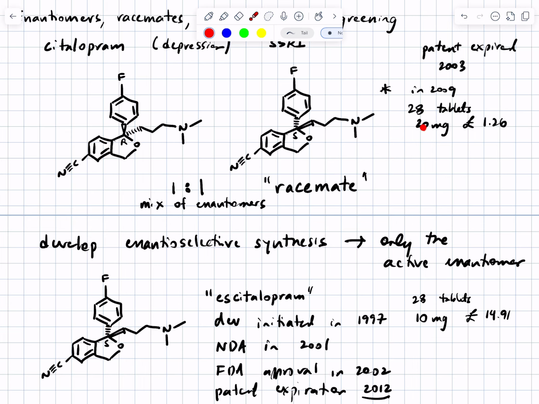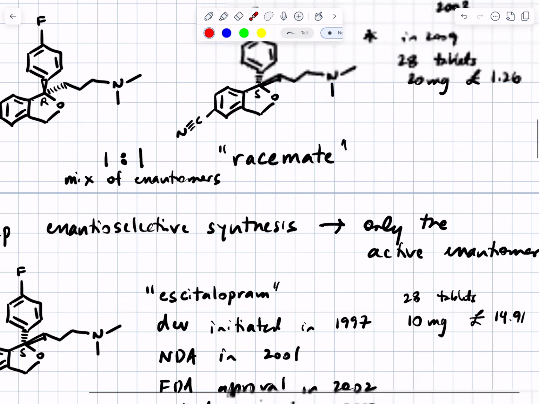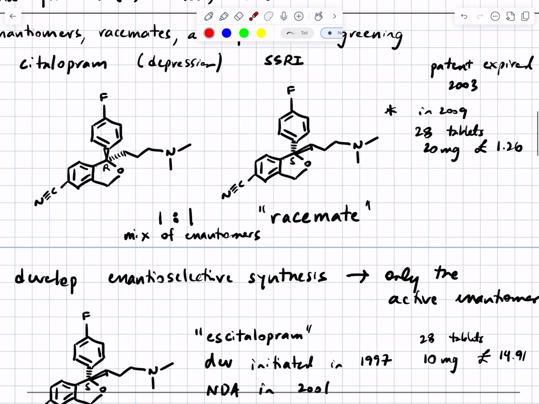So in 2009, after the patent was approved for S-citalopram, you could get 28 tablets, this is data from the UK, 20 milligram tablets for 1.25 pounds, okay? Now look at the price on 28 tablets of 10 milligrams of just the pure enantiomer. More than 10 times as expensive. By the way, why are they giving you 10 milligrams of the pure enantiomer versus 20 milligrams of the racemate? It's the same amount of active drug, right? It's just that the racemate has 10 milligrams of dead weight in there, okay?